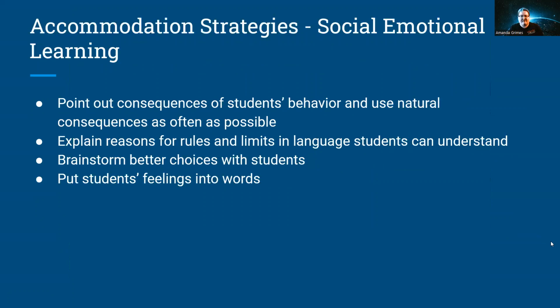For social emotional learning, we can point out the consequences of students' behaviors, and as often as possible, use the natural consequences of behaviors to enforce the consequences and aid in behavioral learning. Explaining reasons and reasoning for rules and limits in language students can understand, like why we have those rules and why we have limits. And again, pulling back to those natural consequences could be great.